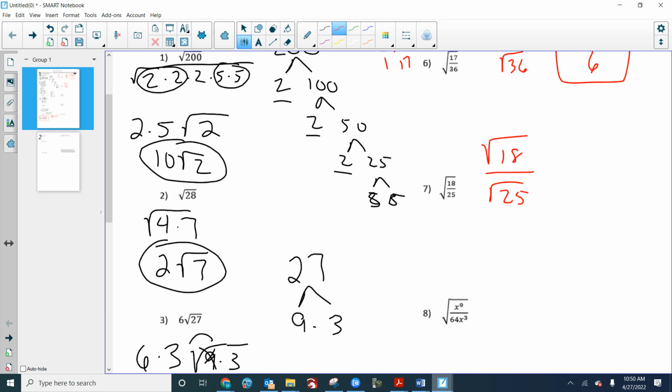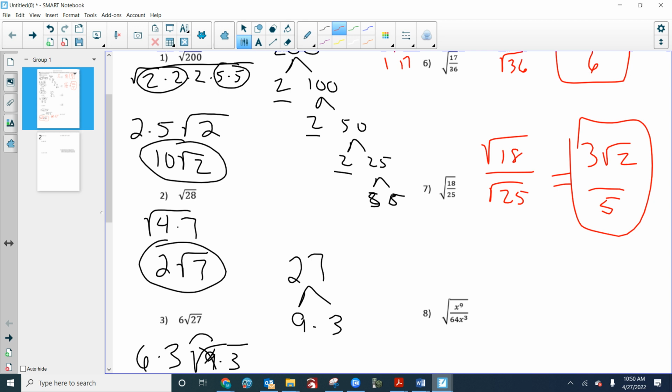No. What did you get? I got 3 radical 2 over 5. I like this. I don't know if I like your top answer. Let's see. Okay. Yeah, it's 9 times 2, right? 9's a perfect square. Square root of 9 is 3. Take that out. Radical 2. She's 100% right. Good job, Aaliyah.